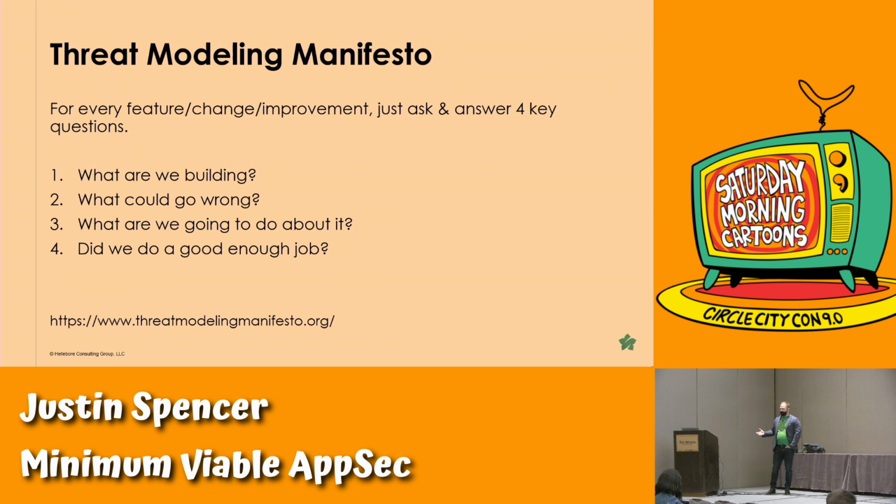What are we building? Because sometimes even that's not clear. What could go wrong with the thing that we're building? Then once we've identified what could go wrong, what are we going to do about it? Choose if you're doing a mitigation, if you're doing a redesign, if you're going to ignore it, if you're going to carry that risk, whatever. Figure out what you're going to do, and then reevaluate. Did you do a good enough job? Based on what you're building, what could go wrong, what you're planning to do about it, is that good enough? So there's the URL for the Threat Modeling Manifesto.